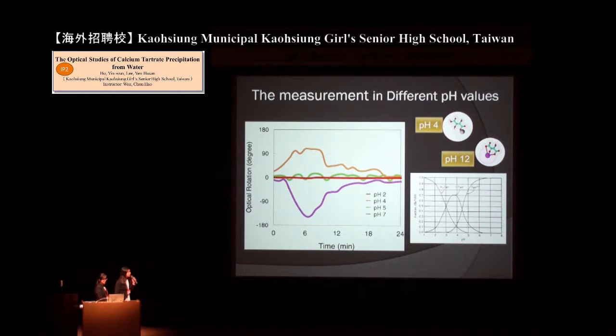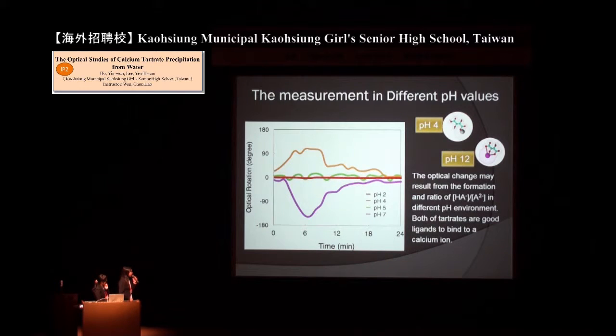The next experiment, we are talking about the effect of different pH values. According to a dissociation diagram, we can see when pH is 2, the main composition is biprotonic acid, which is tartaric acid in our experiment. When pH is 4, the main composition is monodentate, which forms calcium D bitartrate in our experiment. When pH is 7, the main composition is bidentate, which formed calcium L tartrate in our experiment.